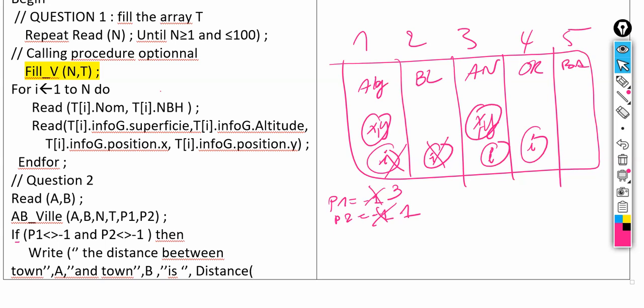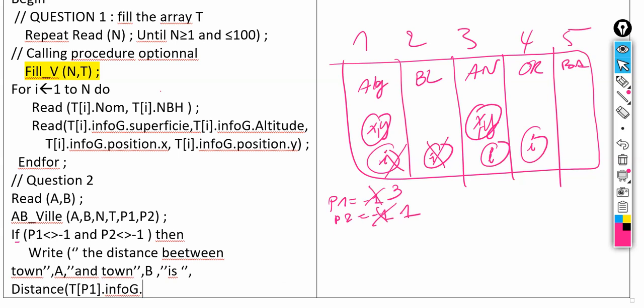All right, nobody wants to answer. So it's T, index P1, means the town P1. And I need to access its information. So what information interests me? It's the position. So in order to access it, I need to, of course, specify the path from level 1 until the level position. So inside P1, you have info G, all right? And inside info G, you have position. This is how you do.